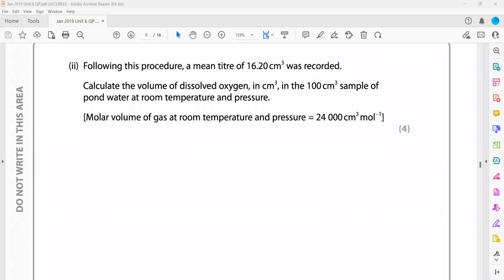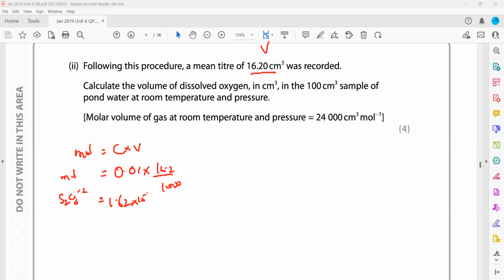So using the concentration, you have the volume and you have the concentration. So use moles equals concentration times volume, and this will give you the moles of thiosulfate. So 0.01 times the volume 16.2, but it is in cm³, so we have to convert into dm³. This will be moles of thiosulfate, S2O3, which will be 1.62 × 10⁻⁴.